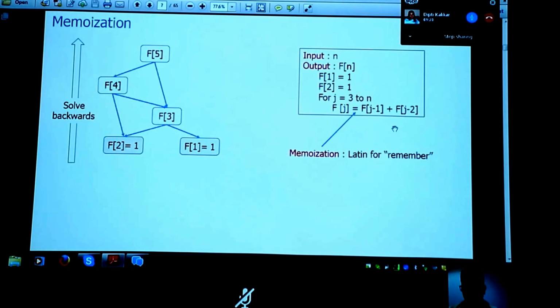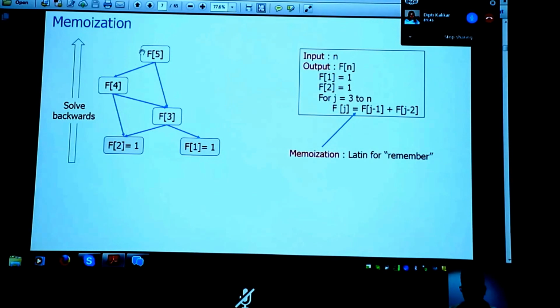Now we'll see how to do this backwards. We would have written this program a lot of times, but let's see it in the terminology we've been using so far. So we want to do this now backwards on this DAG. We see that this is how the DAG structure looks. So we want to go backwards: you start from the bottom, F1 and F2, then keep going up, right? So this is how the program will look. F1 is 1, F2 is 1, then from 3 onwards we keep going up by doing Fj is Fj minus 1 plus Fj minus 2, right?